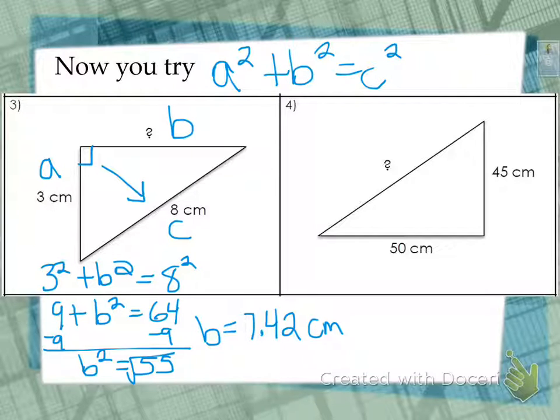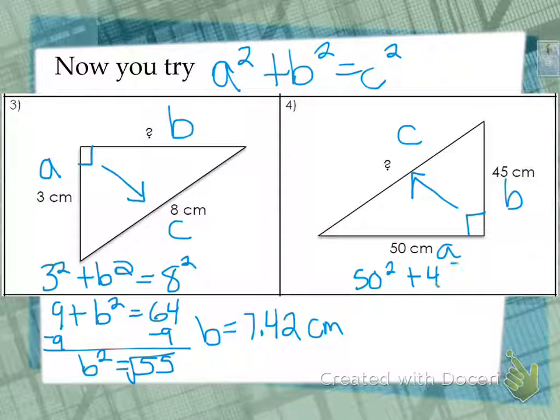7.42 centimeters. On number 4, across from my right angle is side C, so I am again missing the hypotenuse. 50 squared plus 45 squared equals C squared.